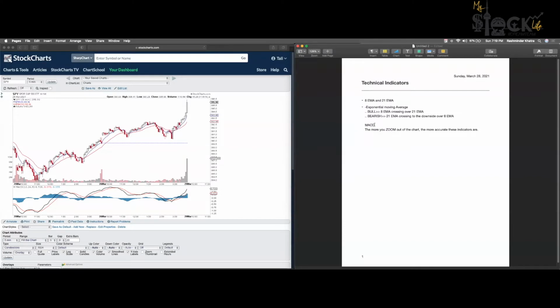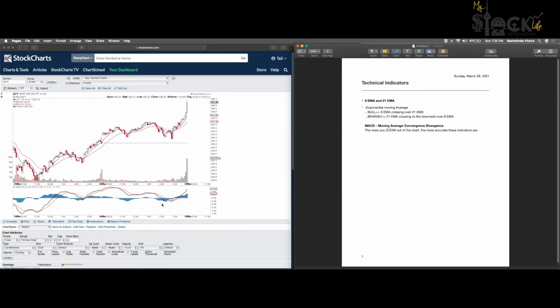But again, to understand what exactly MACD is, let me write it down: moving average convergence divergence indicator, right? Oh, that's spelled wrong. Yeah, and there's a lot of information on this indicator online. Again, watch as many tutorials as you can, they'll make more sense. So far, the 8 crossover 21 EMA is bullish.